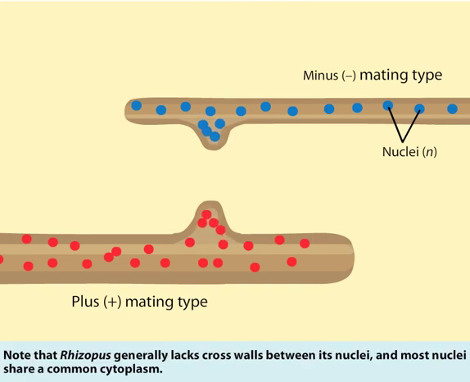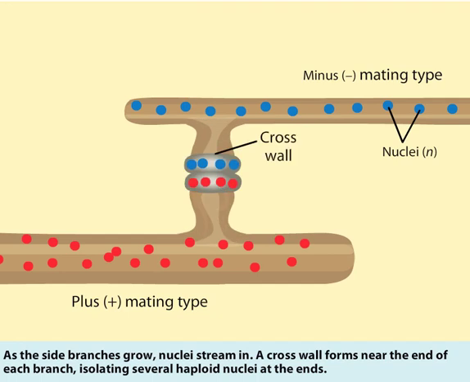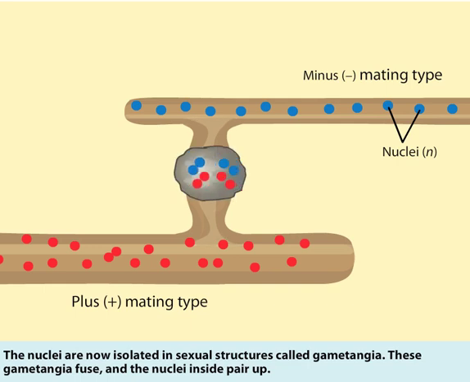Note that Rhizopus generally lacks cross walls between its nuclei, and most nuclei share a common cytoplasm. As the side branches grow, nuclei stream in. A cross wall forms near the end of each branch, isolating several haploid nuclei at the ends. The nuclei are now isolated in sexual structures called gametangia. These gametangia fuse and the nuclei inside pair up.